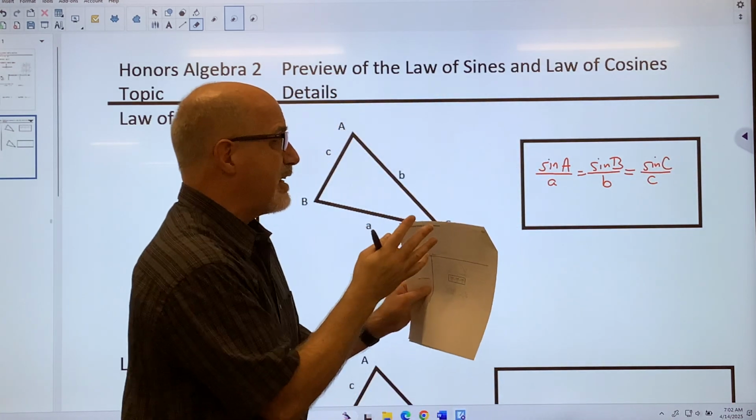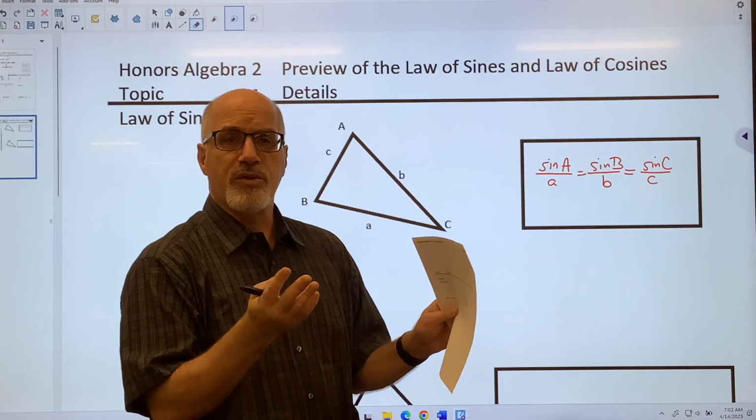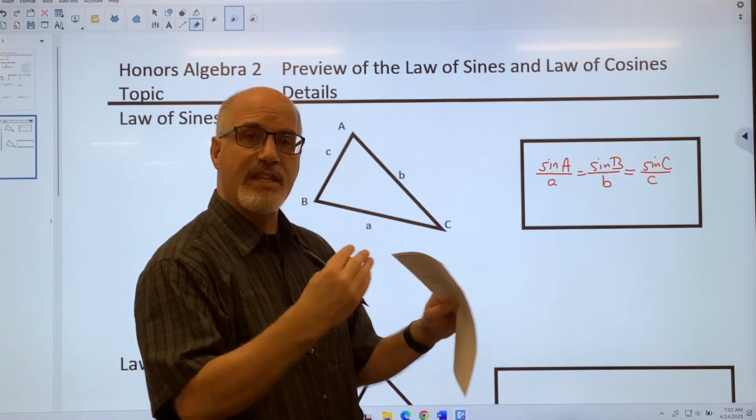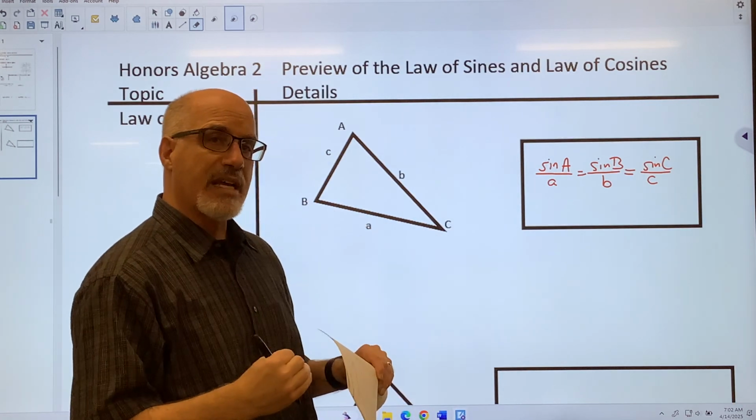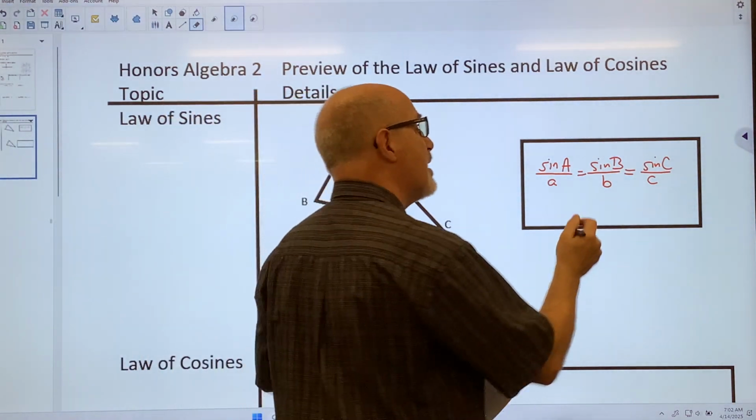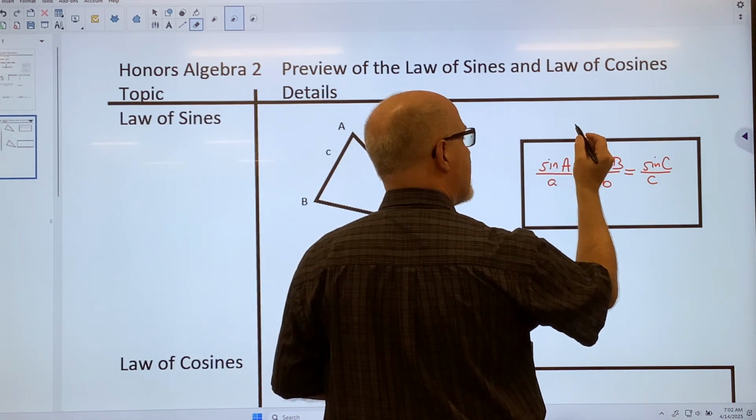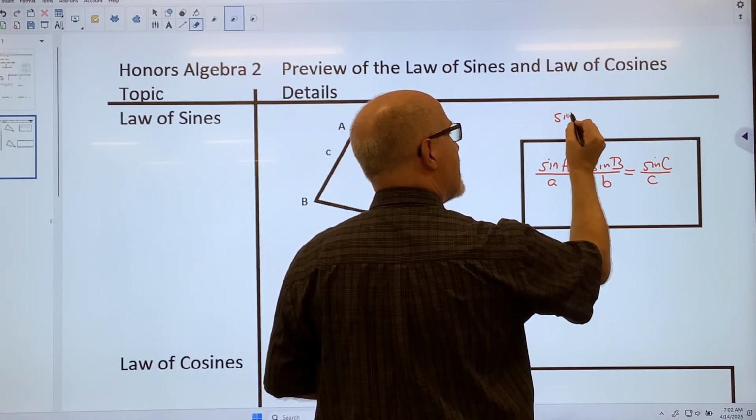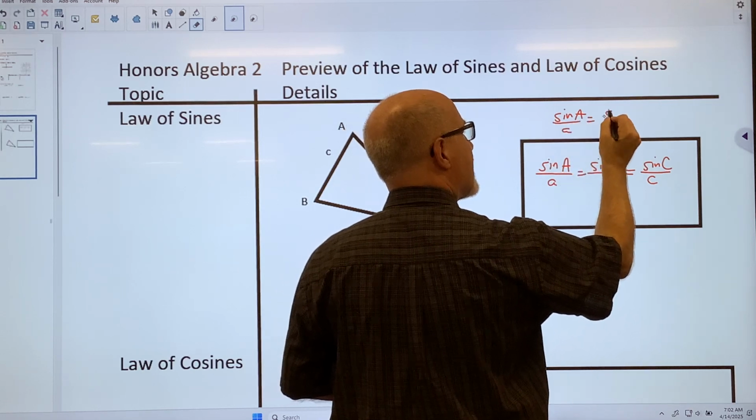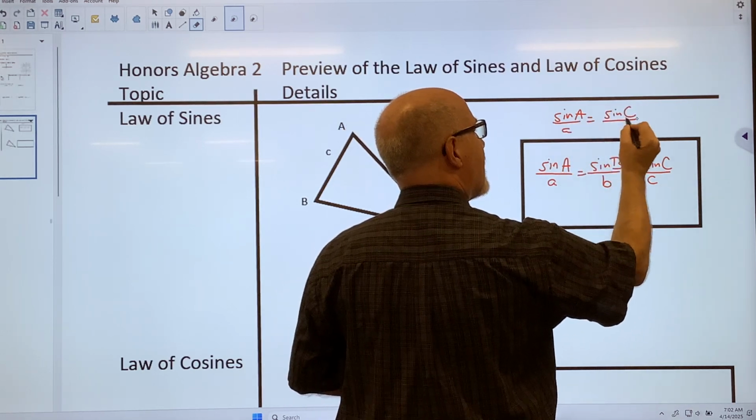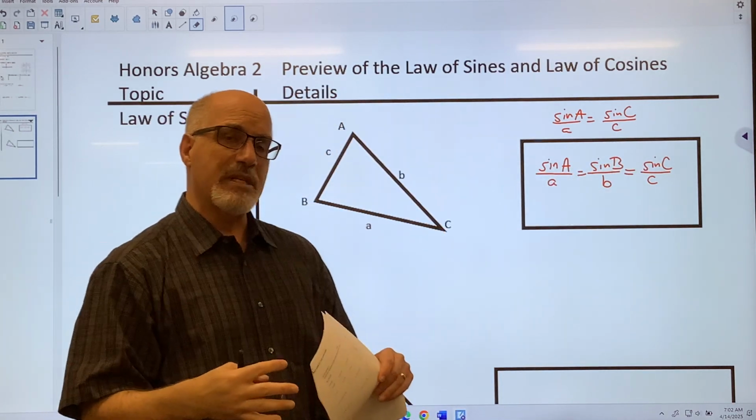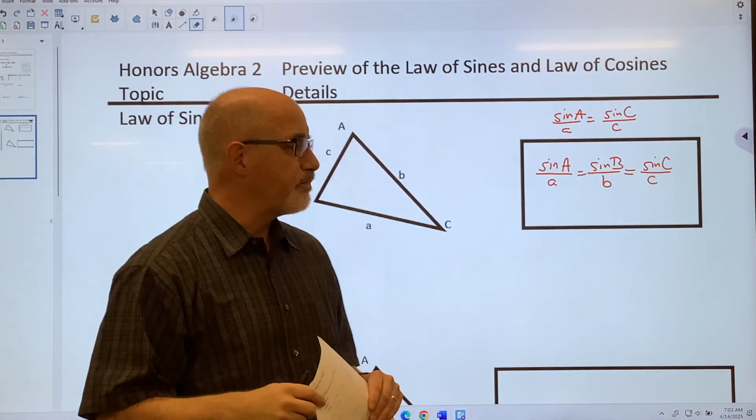When we have these ratios, we usually only use two of them. This is just to point out that they're all equal: if you take the sine of the angle and put it over its opposite side, that ratio stays constant throughout the whole triangle. But we'll often just pick two of them, like sine A over little a is equal to sine C over little c, and solve for the missing information in that ratio.